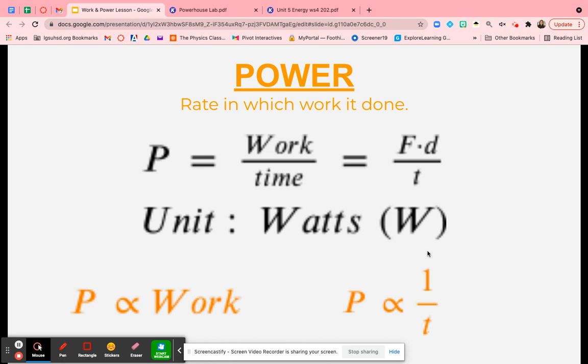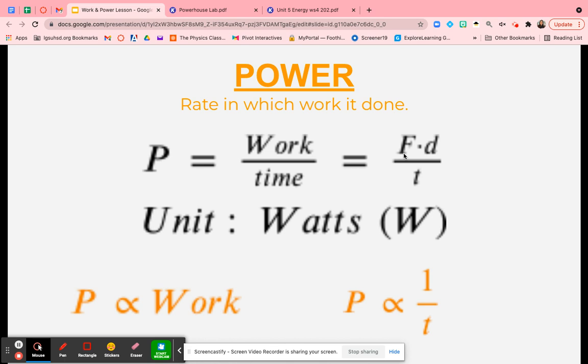You've heard the unit watts before. It's something that we use to measure electricity. Maybe when you get your electricity bill, you've seen the unit watts in it. And unfortunately, it's represented by a capital W. It's the same variable we use to represent work. So I encourage you to spell out watts when you're writing out the unit, so that you don't get work and watts confused.